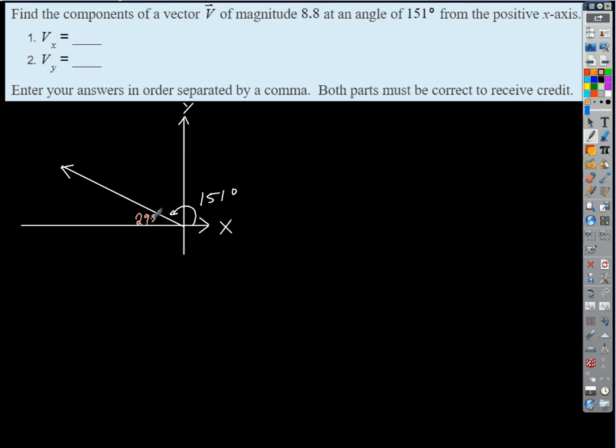And then break the vector up. What's the magnitude of the vector? 8.8. And we could break it up into these x and y components, right? So we'll call this one v sub x and this one v sub y. And how would those be defined in terms of SOHCAHTOA stuff? So v sub x would equal what?